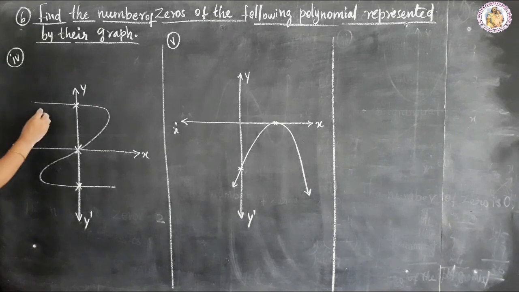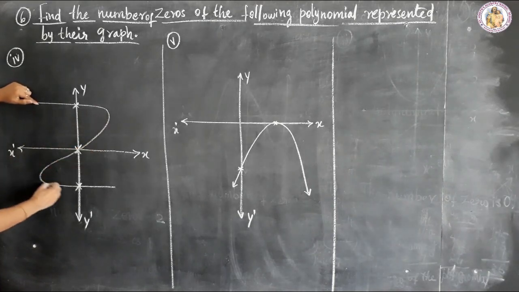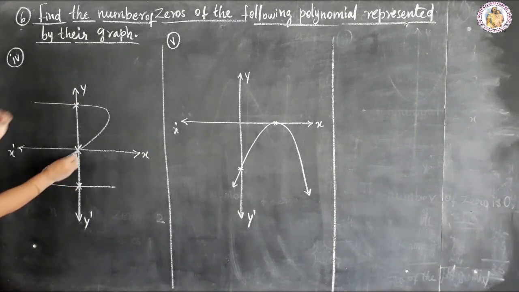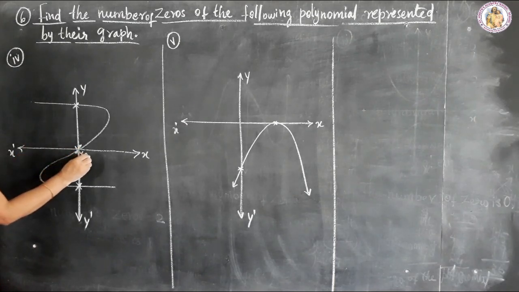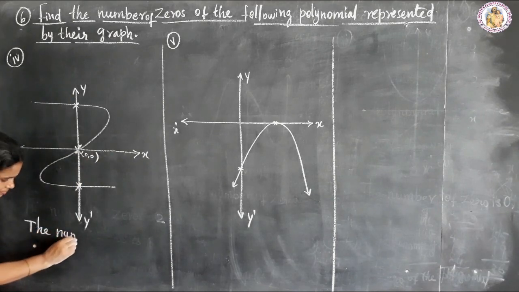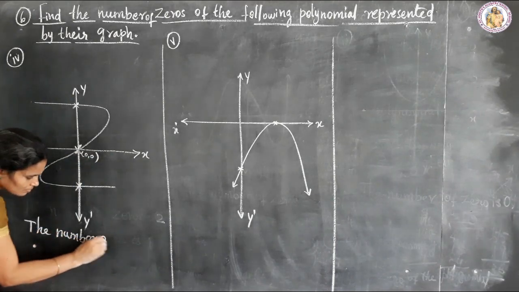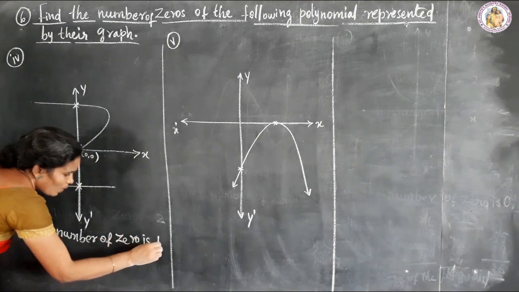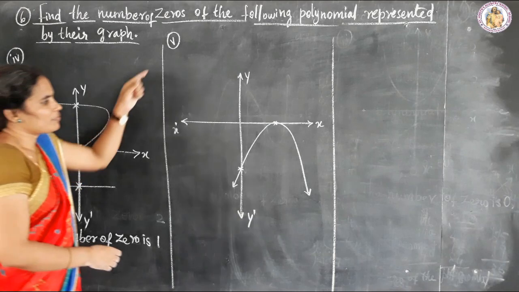Question number 4. Here in this graph you can see the curve intersects at 3 points, but these 2 points intersect at the y-axis. Only this point alone intersects at the x-axis, that too at the origin, 0, 0. So the number of zeros is 1. Okay, question number 5.